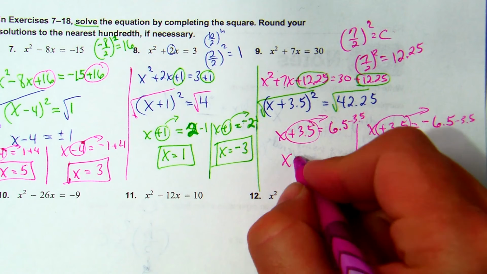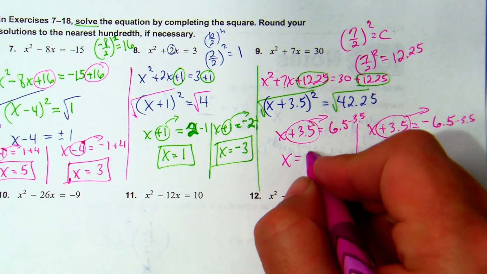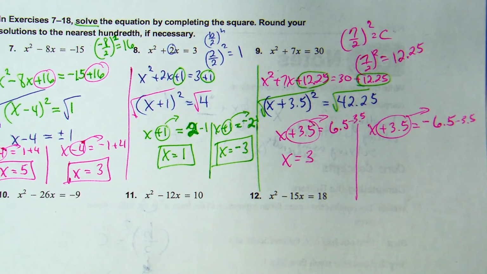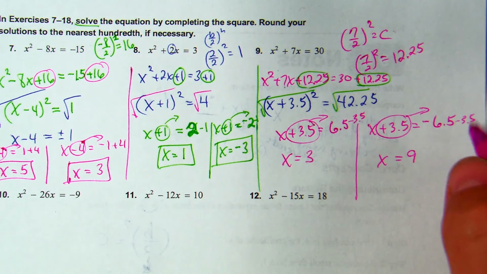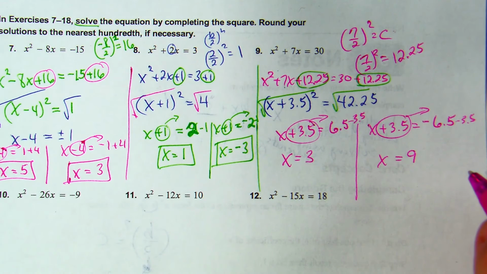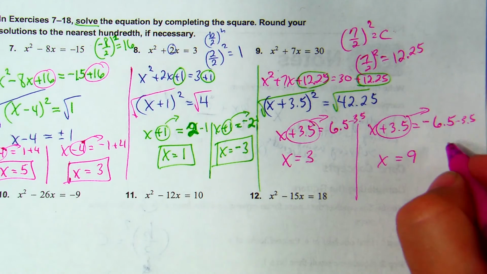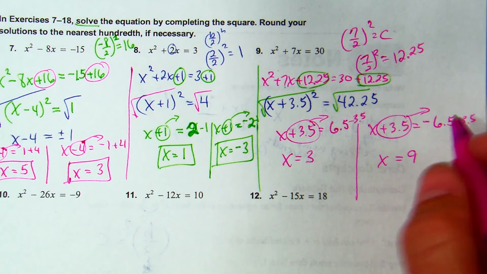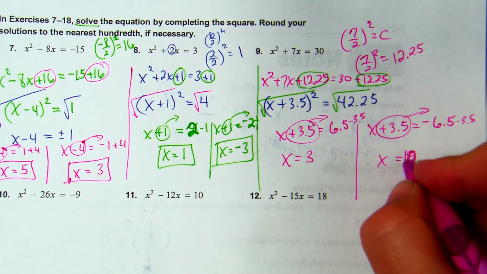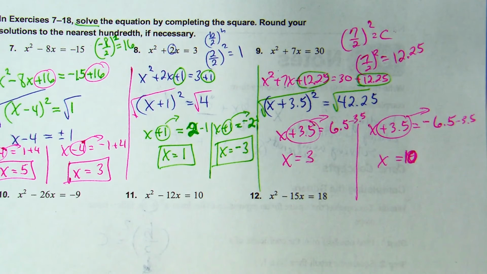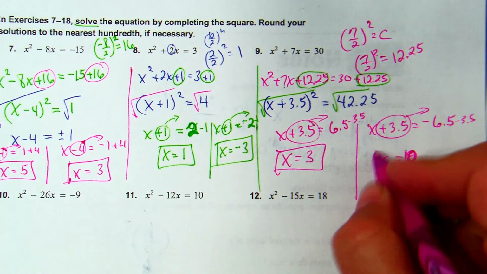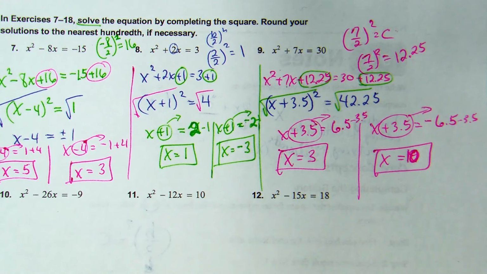Alright, so then x is going to equal 3. Right? And then on this side, x is going to equal 9. Actually, 10. Is that right? 6.5 and 3.5 should give me 10. So I have 3 and I have 10. And those will be my answers for number 9.